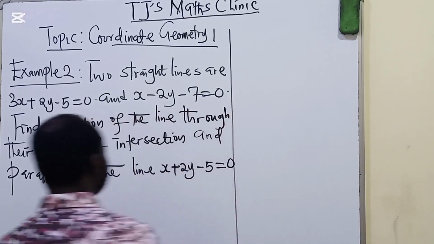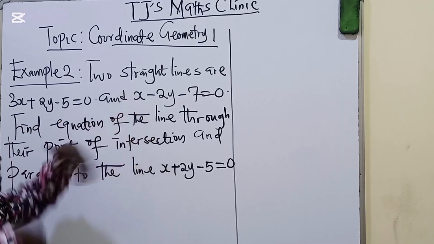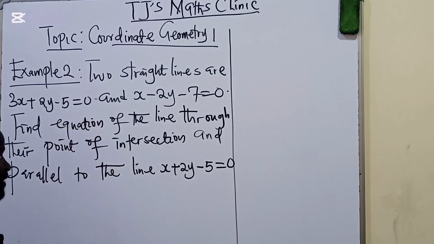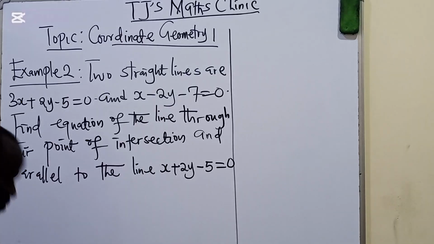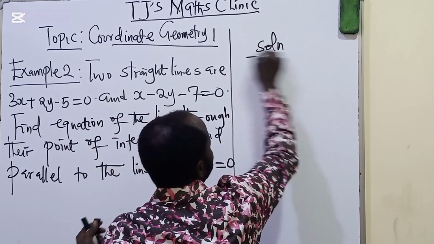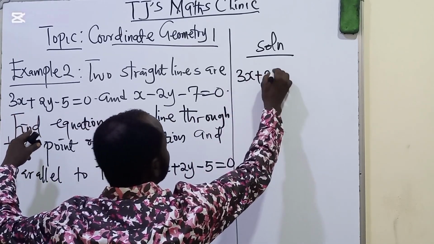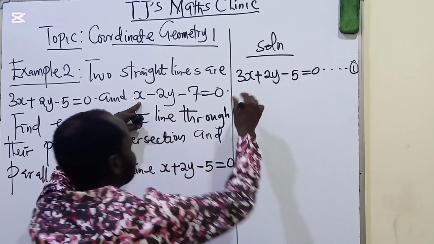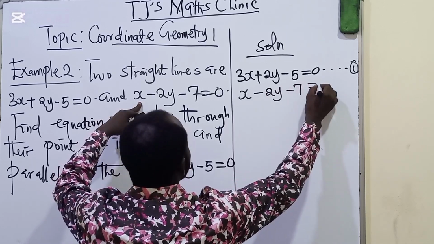So the first thing for us to do is to find the point of intersection of these two straight lines. To do that, we can solve this system of equations simultaneously. To find their point of intersection is to find the x coordinate and the y coordinate. Very important. Let's write down the solution. Bring out the two equations now. The first, we have 3x plus 2y minus 5 equals 0. We can call this equation 1. Then we have x minus 2y minus 7 equals 0.